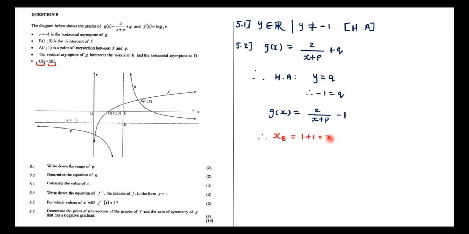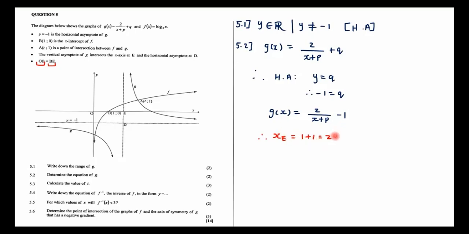Now why am I saying 1 plus 1? Because from O to B, I know that the x value there is 1, right? So this distance is 1 unit. And then if I have another unit which is 1, add them together, it's going to give me 2 units, and this will mean this is going to be (2, 0), right? So hence I have my x coordinate of E as 2.